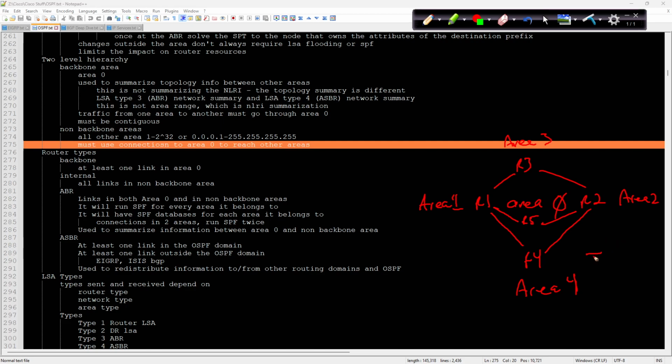Actually, let me do one more over here. Let's do R6. This is R4. And then we're going to have a connection here. Then we'll have iNet here. And then we'll have iNet there.